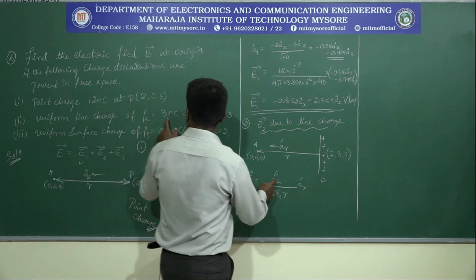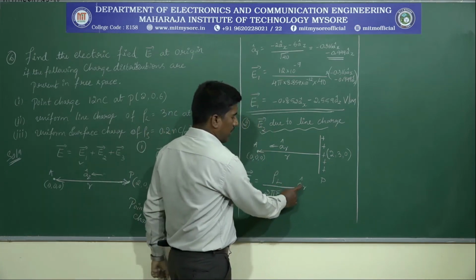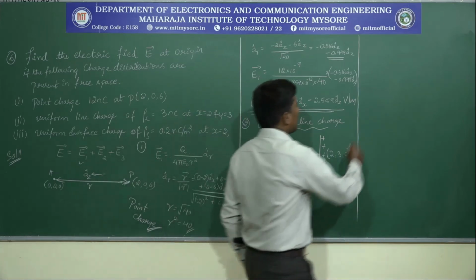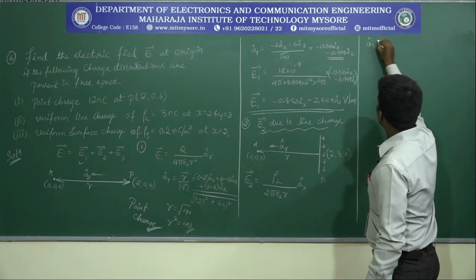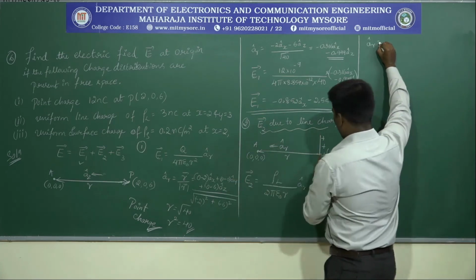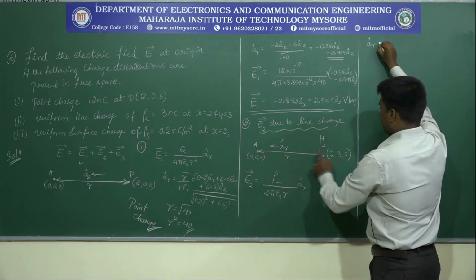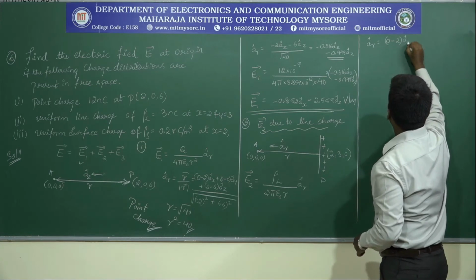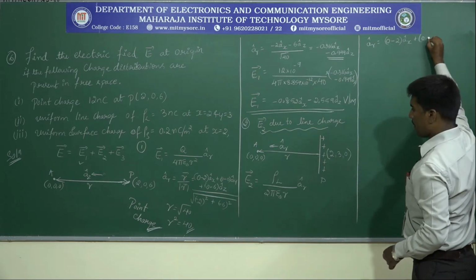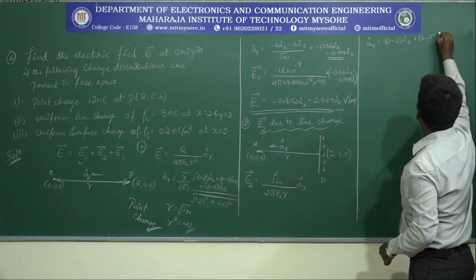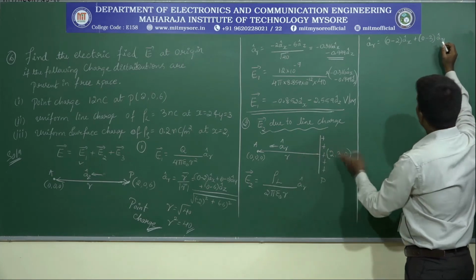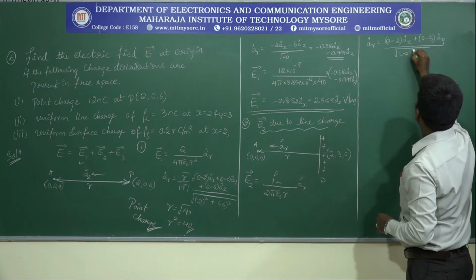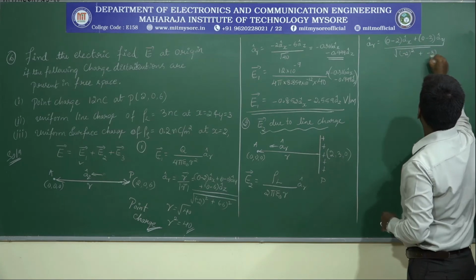So rho L value is given, that is 3 nanocoulomb. We don't know the a cap r and r quantity, we need to calculate that, right? So calculation of a cap r is equal to, tip minus tail, (0 minus 2) a cap x plus (0 minus 3) a cap y. Z component is not there, just leave it. Divided by the square root of minus 2 square plus minus 3 square.